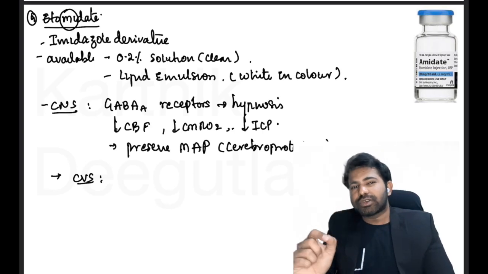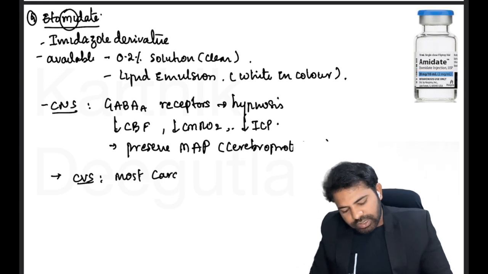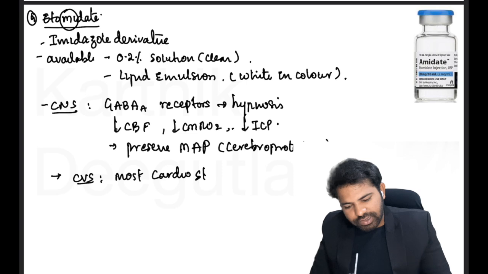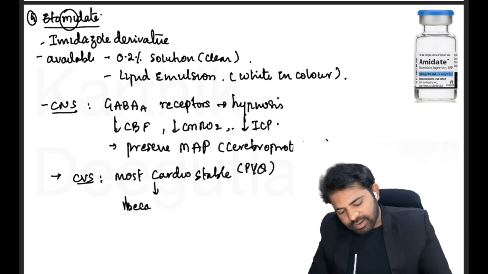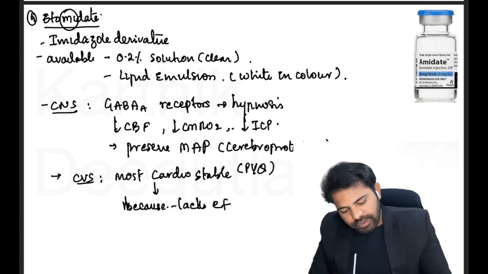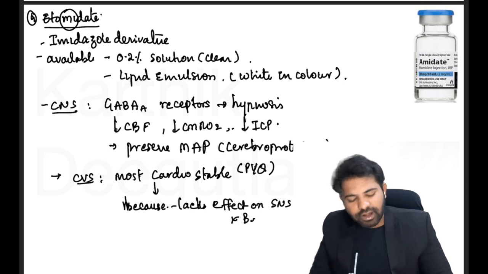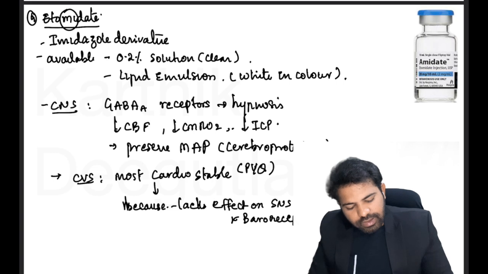Which of the following is the most cardiovascular stable induction agent? The answer is etomidate. Most cardiostable drug. This is a previous year question. Why is it most cardiostable? Because it lacks effects on the sympathetic nervous system and also the baroreceptors. So it does not increase or decrease heart rate. It is very cardiostable, etomidate.